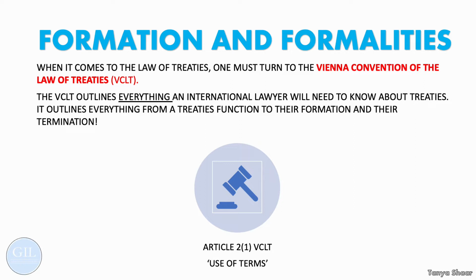When it comes to the law of treaties, one must turn to the Vienna Convention on the Law of Treaties, known as the VCLT. The VCLT outlines everything an international lawyer will need to know about treaties. In fact, it outlines everything from a treaty's function, to their formation, to their termination.